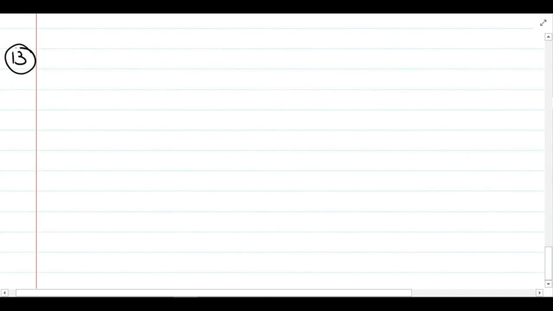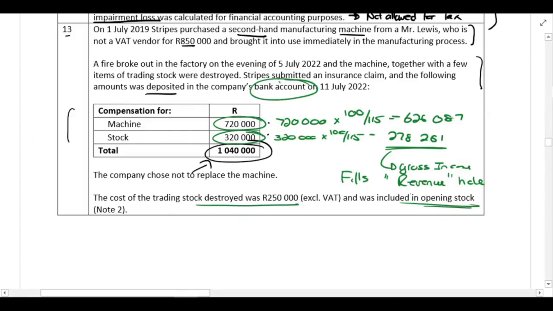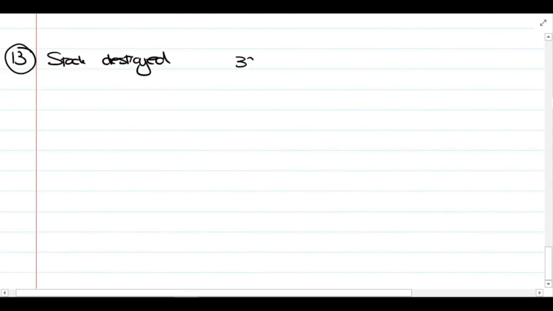So the first thing with number 13 is the stock destroyed. Again, remember, the cost was already included in the opening stock, so it was claimed as a deduction. So we only worry about that $320. That's an amount including VAT. The stock is 100% relating to the taxable business, so we don't apportion the VAT or anything like that. It gets included in our gross income. 278,261.